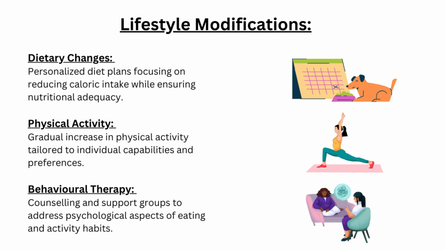This approach includes dietary changes, which involve personalized diet plans aimed at reducing caloric intake while maintaining nutritional adequacy. Physical activity, which focuses on gradually increasing physical activity tailored to individual capabilities and preferences, and behavioral therapy, providing counseling and support groups to address the psychological aspects of eating and activity habits.